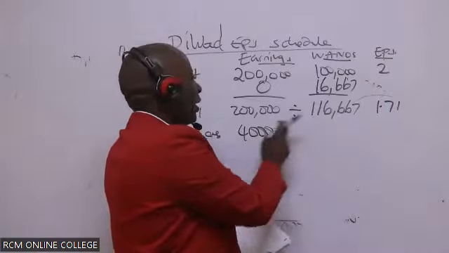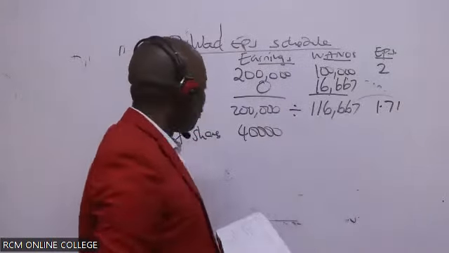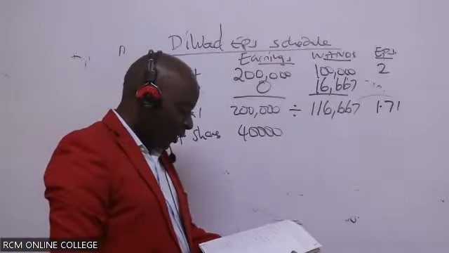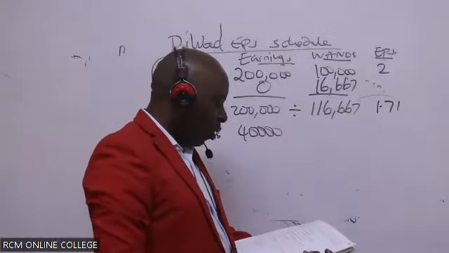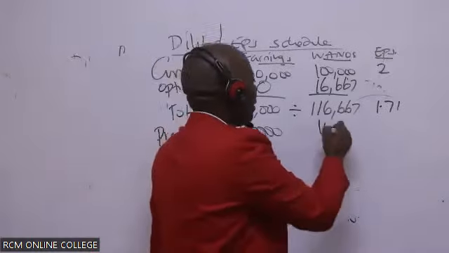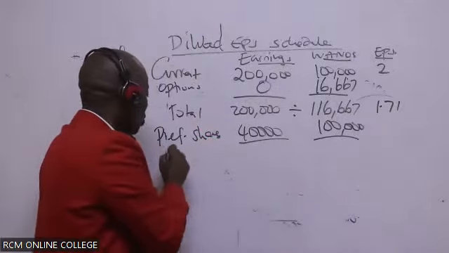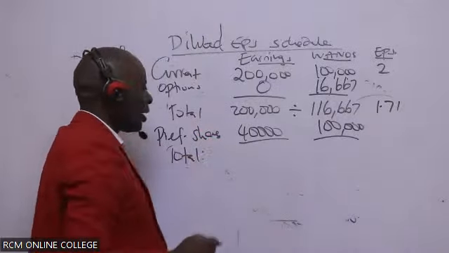How about the number of ordinary shares? For preference shares, they yield how many ordinary shares? Were they 100,000? 100. Give us total. Don't divide. Give us total.